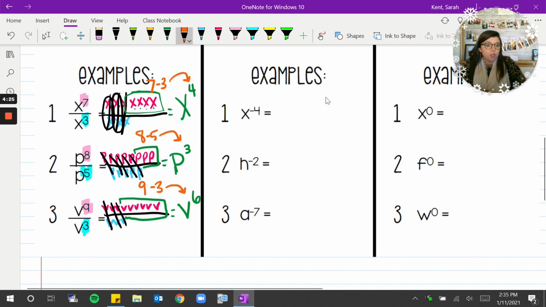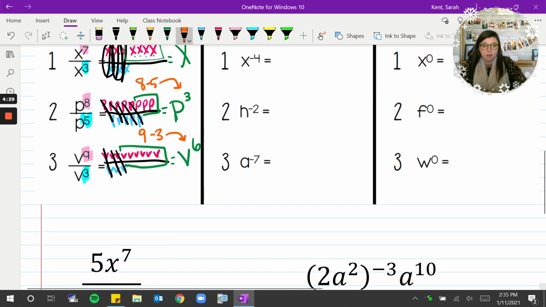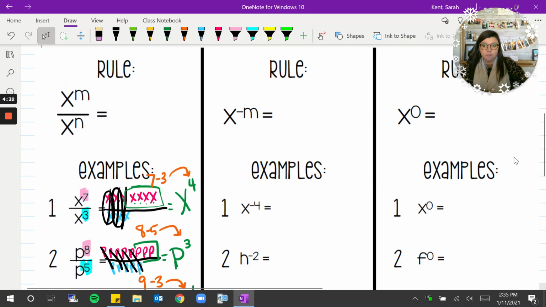So for our quotient rule, when we've got fractions, what we're left with is x, and then for our rule, we're going to subtract the exponents, m minus n, to see what's left. So that is our quotient rule.